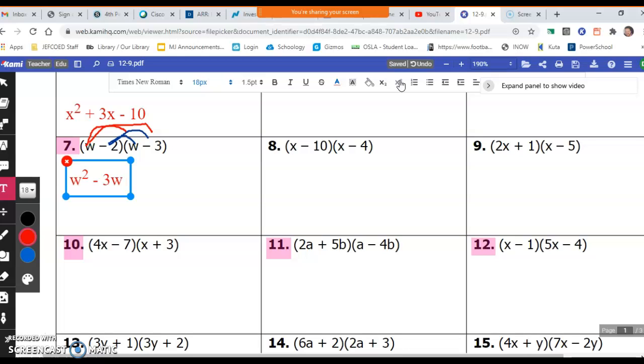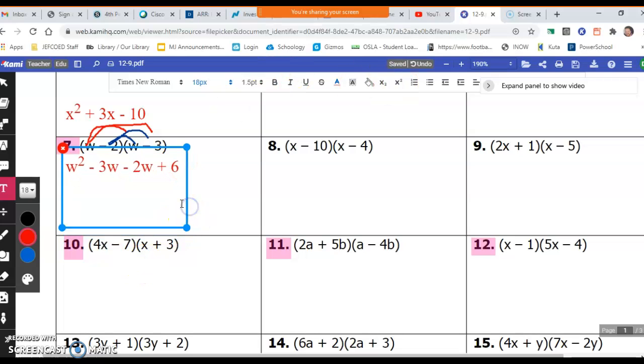All right, distribute the negative 2 to the w. Negative 2w. And then negative 2 times negative 3 is positive 6. All right, combine our terms. Yep, w squared. Negative 3 minus 2. Negative 5w. And plus 6. Everybody good so far? All right.